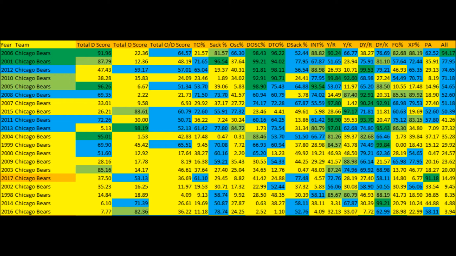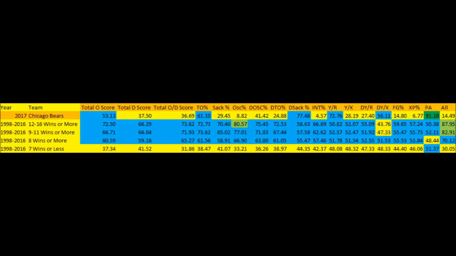So just something to think about when you think about team needs. Now, when you look at the areas where they need to improve, this basically looks at all the statistics we just talked about, but looks at what the averages are for teams that win 12 to 16 games, 9 to 11 wins, 8 wins or more, or 7 wins or less.